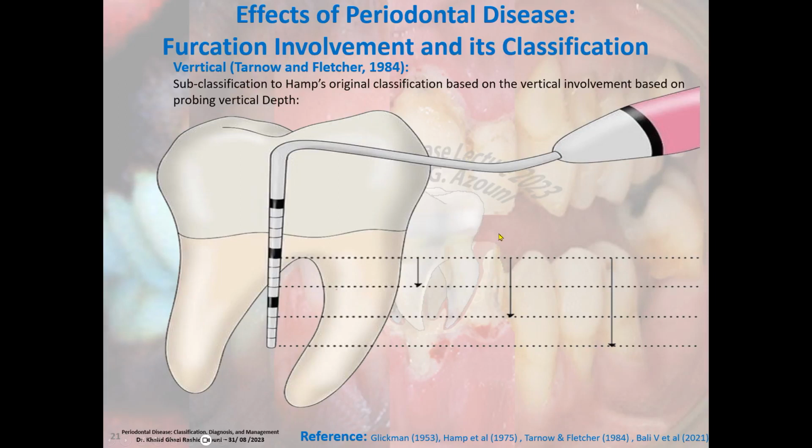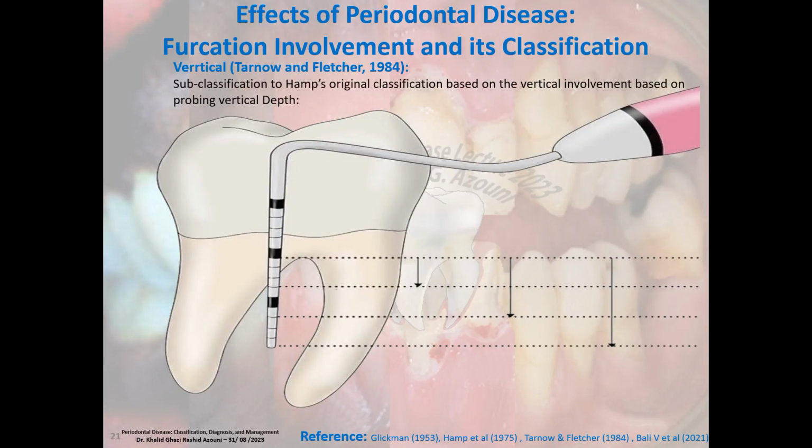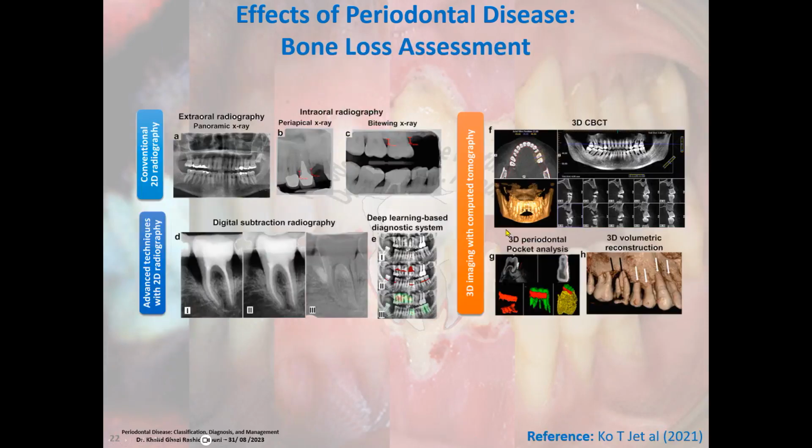The vertical classification by Tarnow and Fletcher has subclass A, 1 to 3 mm, subclass B, 4 to 6 mm, and subclass C, more than 6 mm. Combine them together and then we get the furcation involvement grade, for example, 1A or 2B or 1C, depending on both components, the vertical and horizontal components.